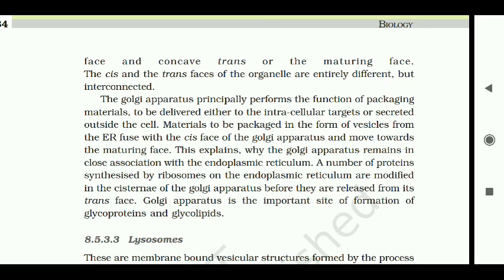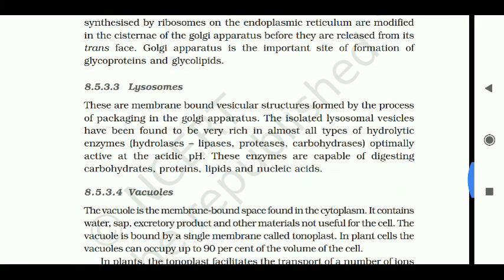The Golgi apparatus principally performs the function of packaging materials to be delivered either to the intracellular targets or secreted outside the cell. Material to be packed in the form of vesicles from the ER fuse with the cis face of the Golgi apparatus and move towards the maturing face. This explains why the Golgi apparatus remains in close association with the endoplasmic reticulum. A number of proteins synthesized by ribosomes on the endoplasmic reticulum are modified in the cisternae of the Golgi apparatus before they are released from its trans face. The Golgi apparatus is the important site of formation of glycoproteins and glycolipids.